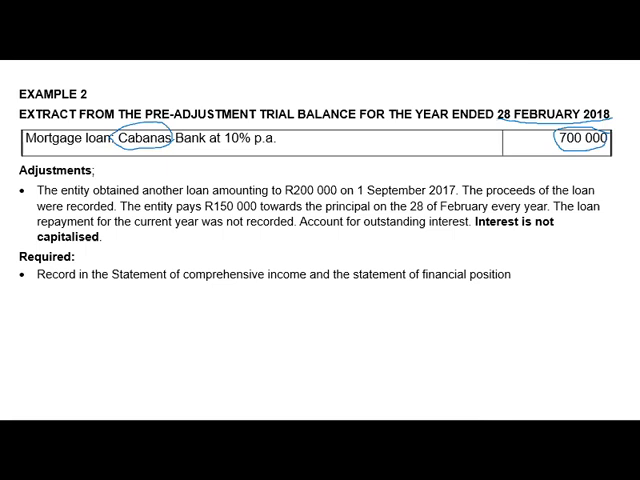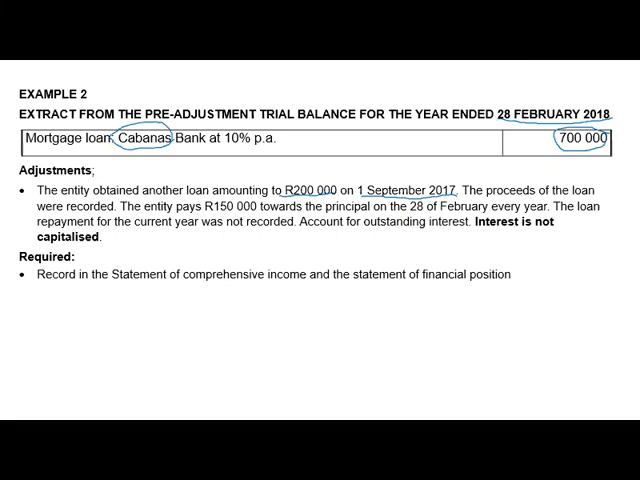And then what are they saying here? The entity obtained another loan amounting to 200,000. When did they obtain that loan? On the 1st of September. Are you aware that the 1st of September, guys, is between the year end and the beginning of the year? So initially, after reading that sentence, you will assume that 700,000 already includes 200,000. I need to specify, guys, here it's when interest is not capitalized. So when interest is not capitalized, we will calculate it differently.